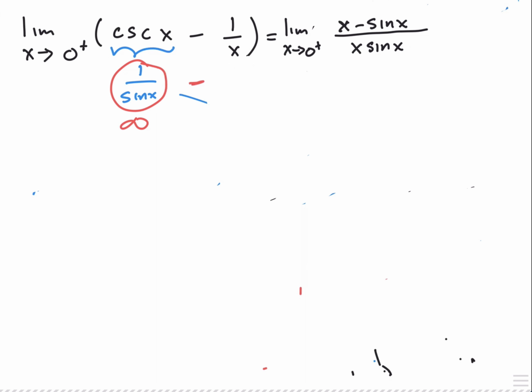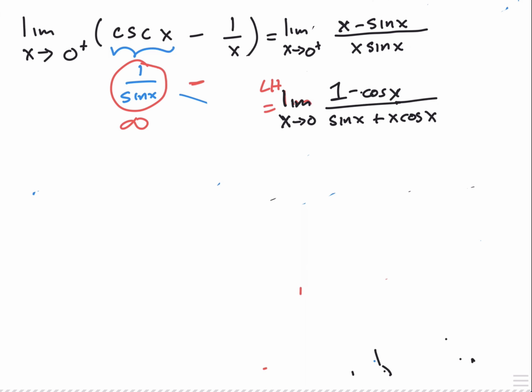So now if I do L'Hopital's rule, what would I get here? 1 minus cosine x over sine x plus x cosine x. So that's much better, right? Now, can I simplify anything? How about this? No, that's a mad slasher moment. We do not want to be doing that. So what do I get here? Is there anything I can simplify?